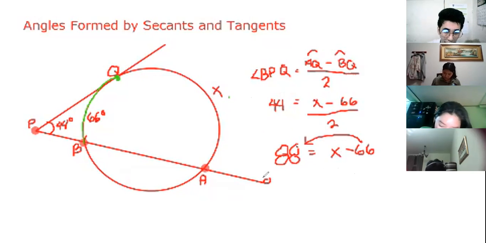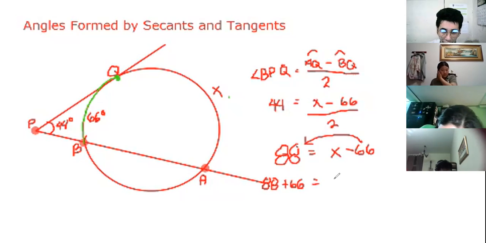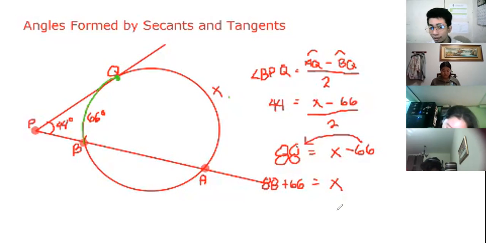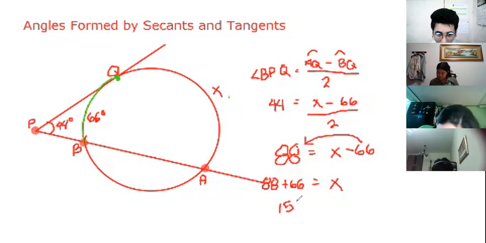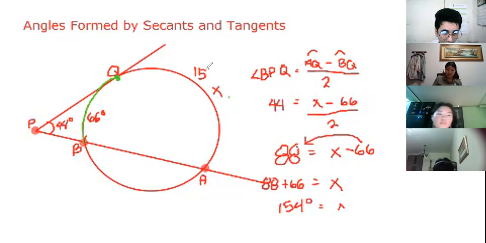So, 88. From negative 66, it will become positive 66. So, 88 plus 66 is equal to x. So, 88 plus 66. That's 154. So our x is 154 degrees. So the measure of this one is 154.